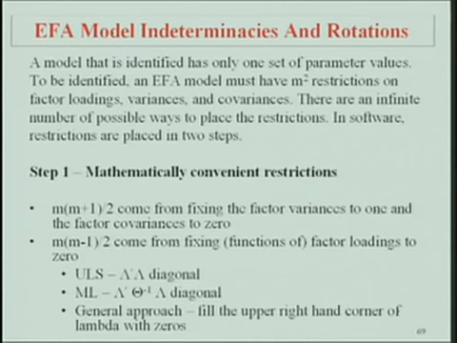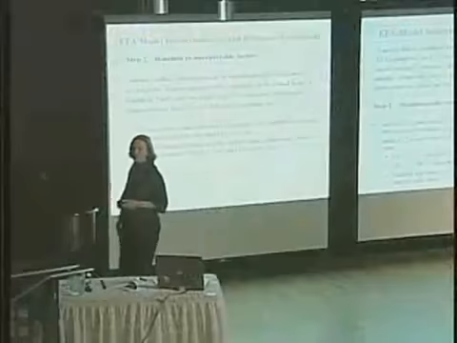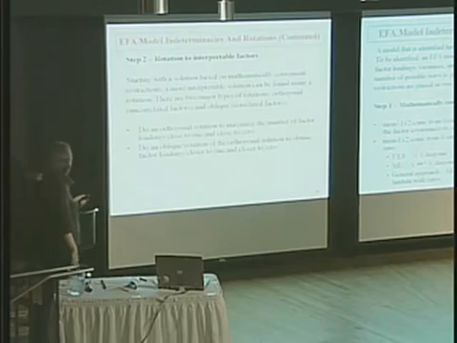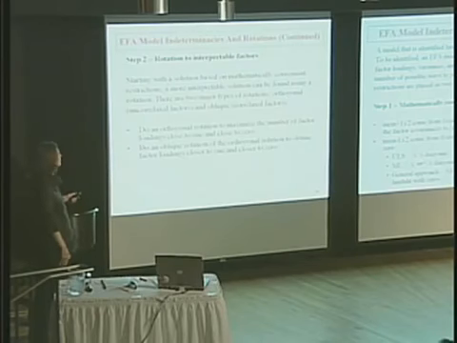ML does it differently. Lambda prime theta inverse lambda is made diagonal. But the general approach is just to fill the upper right-hand part of lambda with zeros, lambda being the factor loading matrix. So lambda being the regression coefficients, really, in the regression of the factor indicators on the factors. So first of all, we have to make the restriction. We get a matrix that has those restrictions on it, and then we rotate it to interpretable factors.